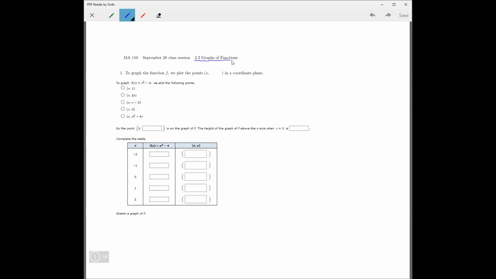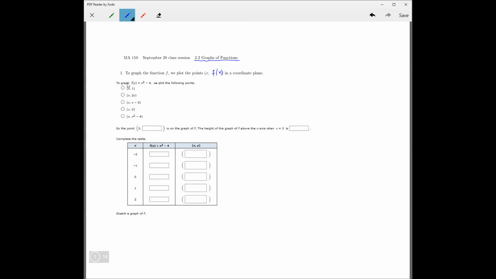Point 2, graphs of functions. Essentially, to graph a function f, we plot the points x, f of x. So you have a function f of x, and then you choose different values of x, and calculate f of x for each of those values, and then the ordered pair is what you plot. Okay, so we'll go through the steps here.